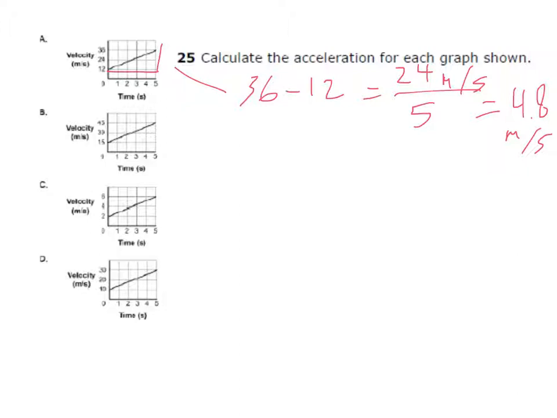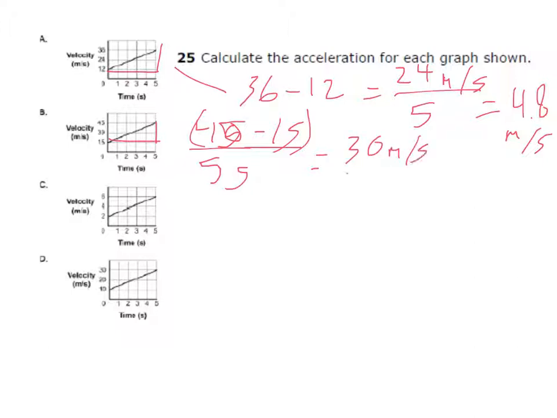In this graph, the rise over the run is 45 minus 15 over 5 seconds. So we get 30 meters per second over 5 seconds. So we end up with 6 meters per second squared. This one up here is squared too. So we're calculating acceleration.